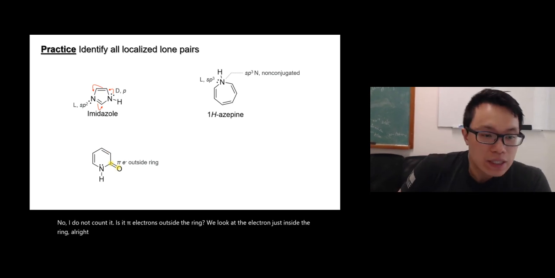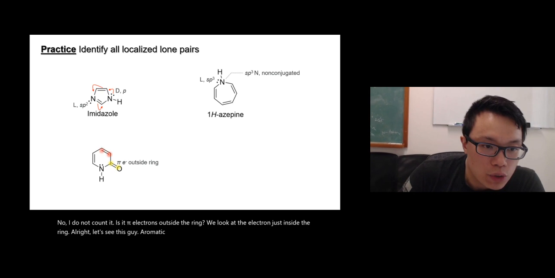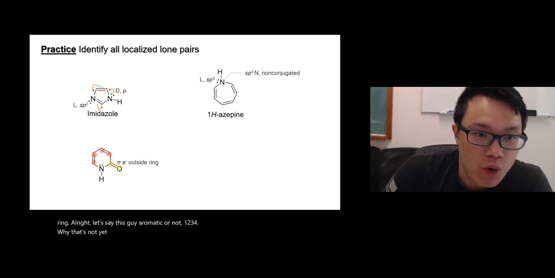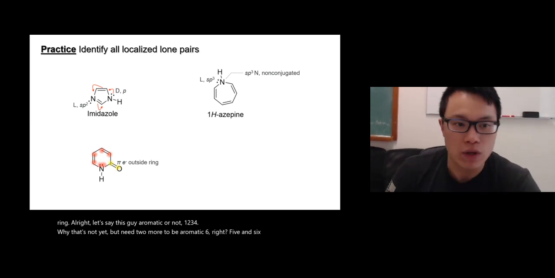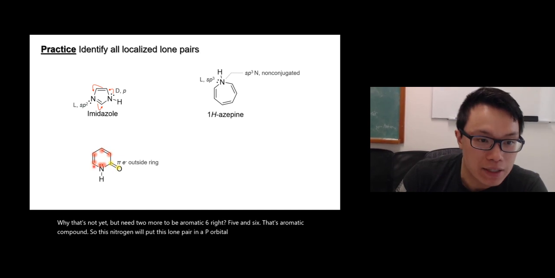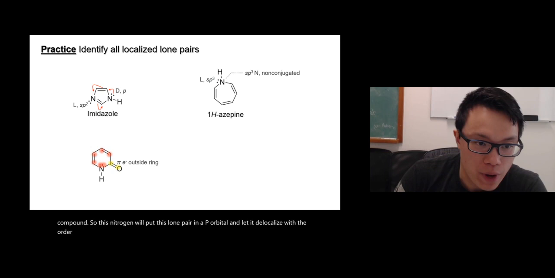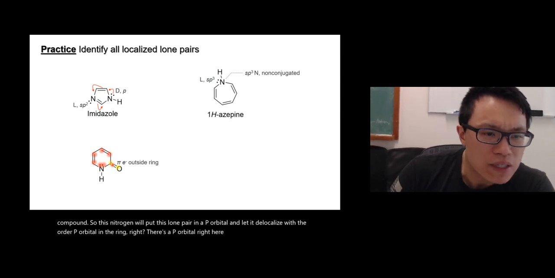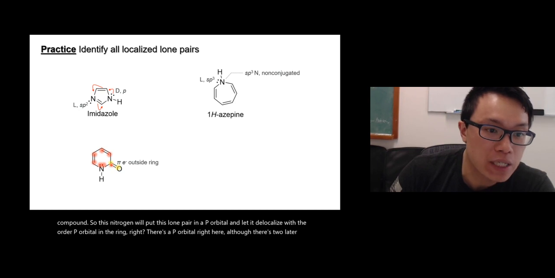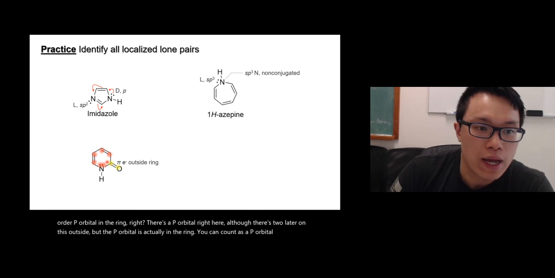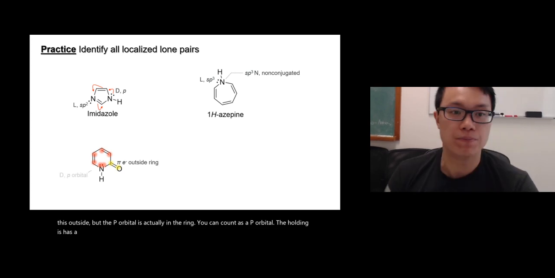All right, let's see if this guy is aromatic or not. 1, 2, 3, 4. That's not yet, but we need 2 more to be aromatic, 5 and 6. That's an aromatic compound. So this nitrogen will put this lone pair in a p orbital and let it delocalize with the other p orbitals in the ring. There's a p orbital right here. Although these 2 pi electrons are outside, the p orbital is actually in the ring. You can count it as a p orbital. The whole thing has a conjugated pi system.